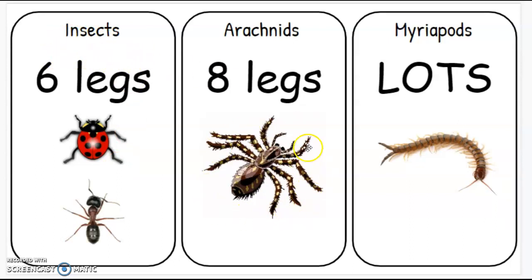A spider has 8 legs. 1, 2, 3, 4, 5, 6, 7, 8. So you know that a spider is an arachnid.